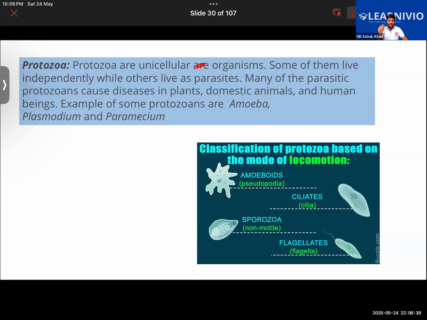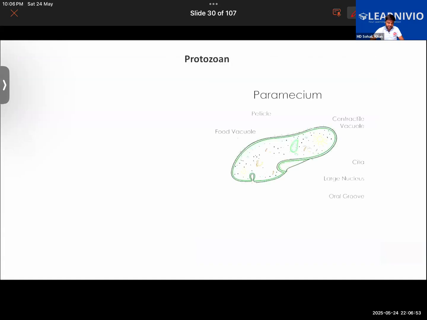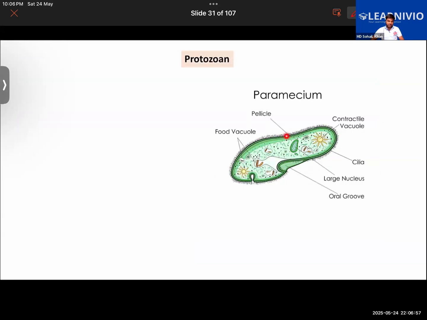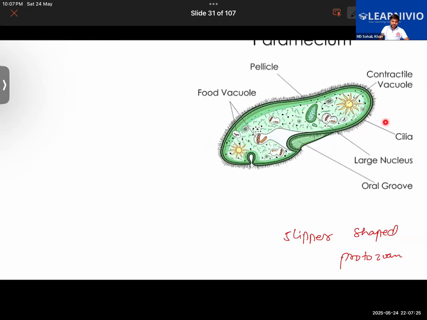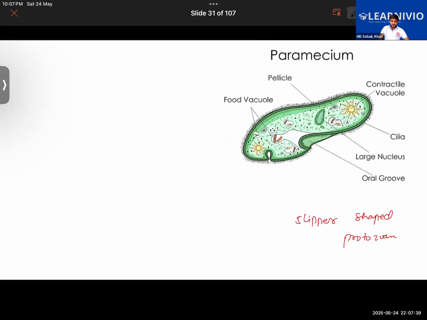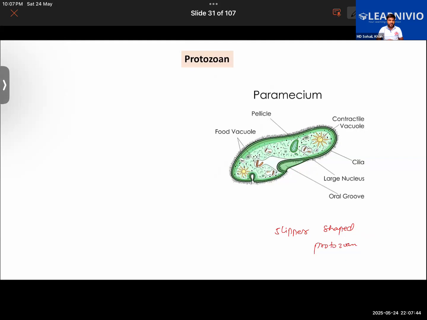The reason behind this is that they are capable of movement. Getting it? They can move from one place to another. How so? They have specialized structures which help them move. Like the protozoan paramecium, which has a slipper-like shape. The important thing about paramecium is that it has hair-like structures all around its body called cilia, and with the help of them, it can move and grab its food. Getting it, both of you? Since it is capable of movement, we categorize this as an animal-like organism.